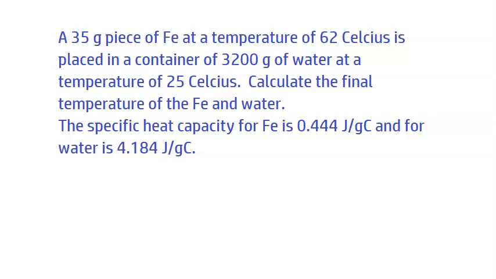Take a look at this question with me. We have iron, it's 35 grams, and we're at 62 degrees Celsius. It's going to be placed in 3,200 grams of water at 25 degrees Celsius. Now you know that the higher temperature is going to drop and the lower temperature is coming up. We want to calculate the final temperature that the two are going to be at.